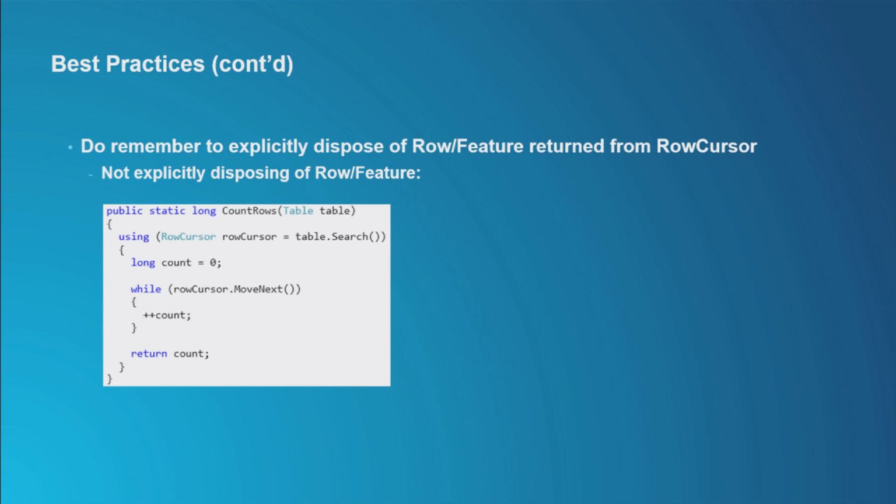Also, it's very easy to forget to dispose of the row cursor properly. In this code snippet, I want to count the number of rows in a table. So in this static function, my argument is table. I do a search, I get a row cursor. That's correct, I wrap the table in a using statement. But then in the while loop, every time I do move next, I just increment a counter. When I'm done, just return the count. Here, I'm not explicitly disposing of the row, the feature that's encapsulated inside the row cursor.